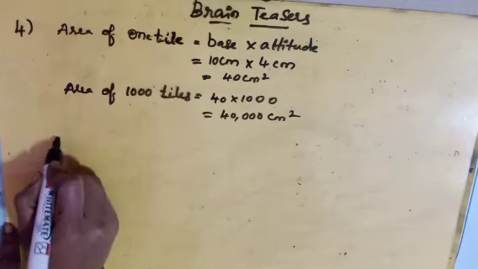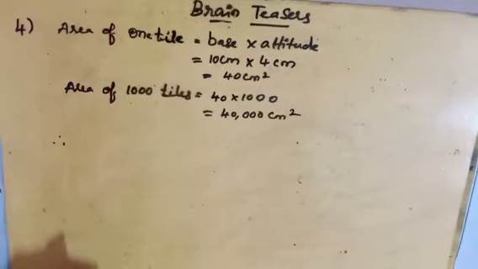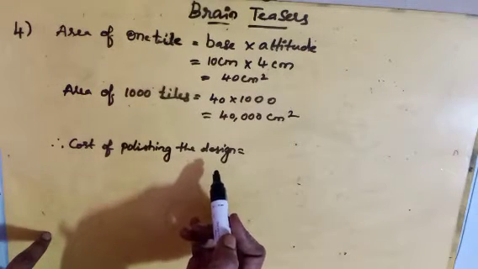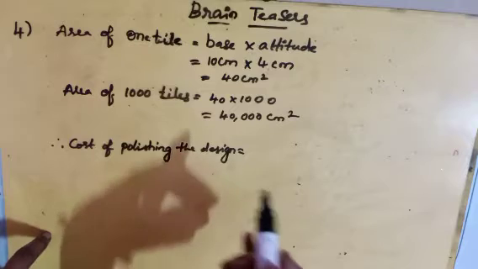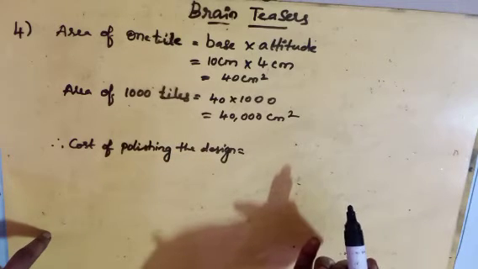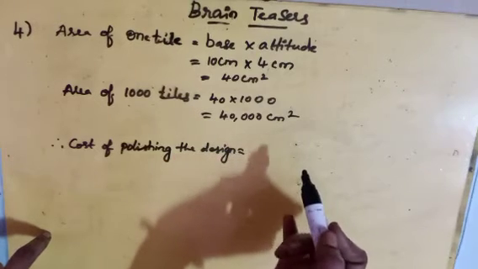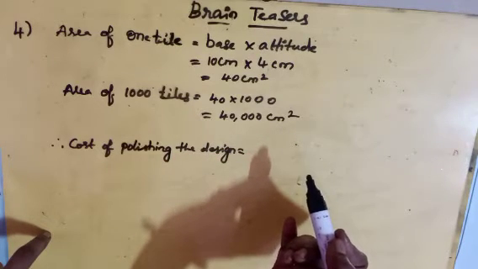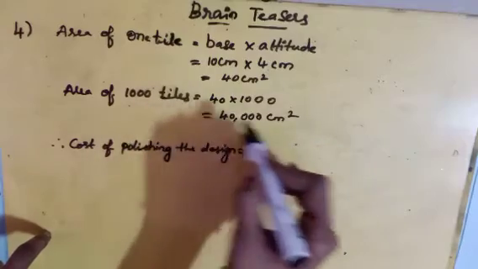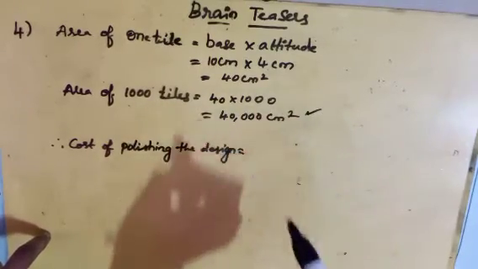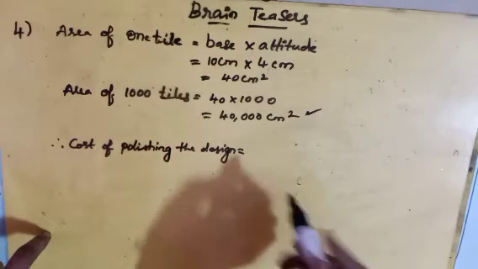Next, in the question they asked to find the cost of polishing the design. Therefore, we'll find the cost of polishing the design of the tiles. They gave the cost as rupees 950 per decimeter square. But what we got, the area of the 1000 tiles, is in centimeter square. So first let us convert it into decimeter square.